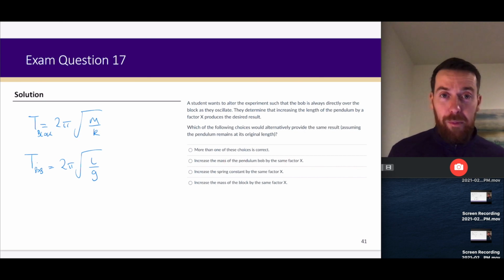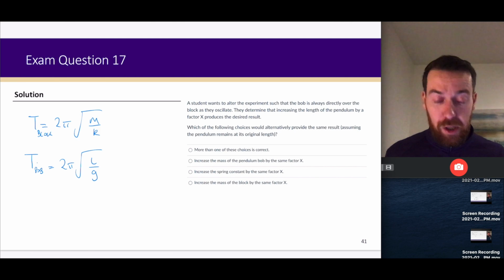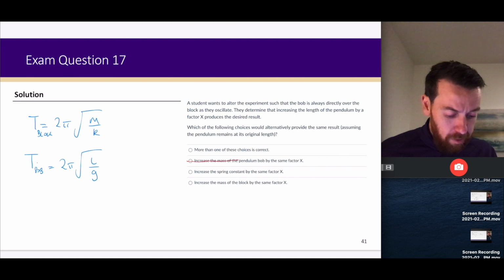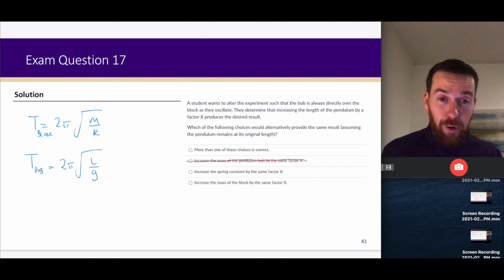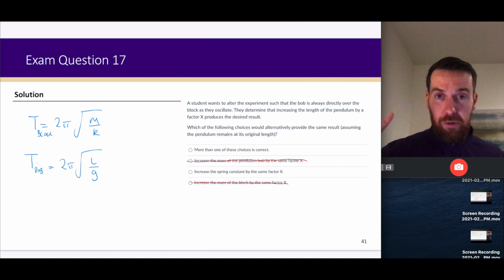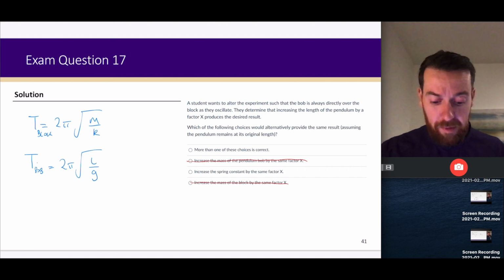Increasing the mass of the pendulum bob has no impact on the period of the pendulum. It's only a factor of the length of the pendulum. So we can definitely rule out that changing the mass of the pendulum bob will do nothing. Increasing the mass of the block would only increase the disparity between the two periods. So we want to decrease the period of the block-spring system. We can do that by decreasing the mass, not an option, or increasing the spring constant by the same factor.